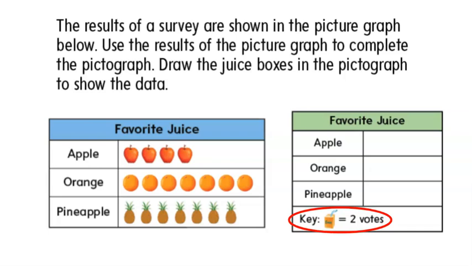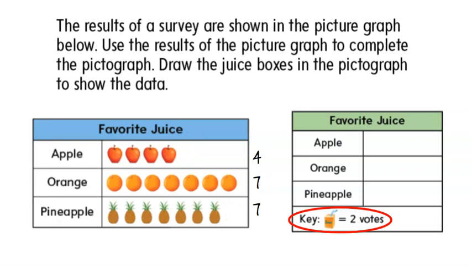So we're going to use a juice box to show how many people had apple as their favorite juice, orange juice as their favorite juice, or pineapple juice as their favorite juice. And if you look at the key, it says that 1 juice box is equal to 2 votes. So the first thing I want to do is count how many people liked each flavor of juice. After doing that, I have found that 4 people like apple, 7 people like orange, and 7 people like pineapple.